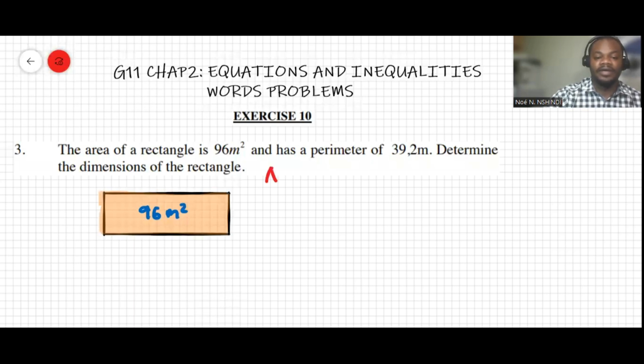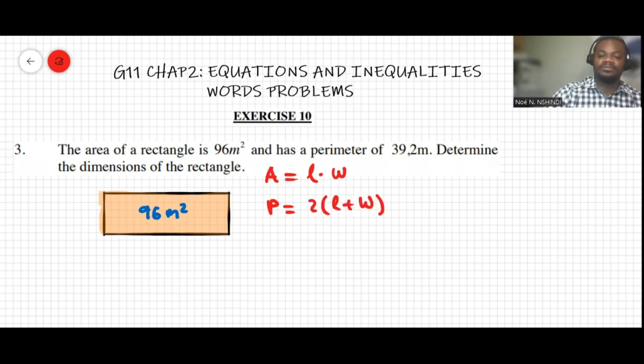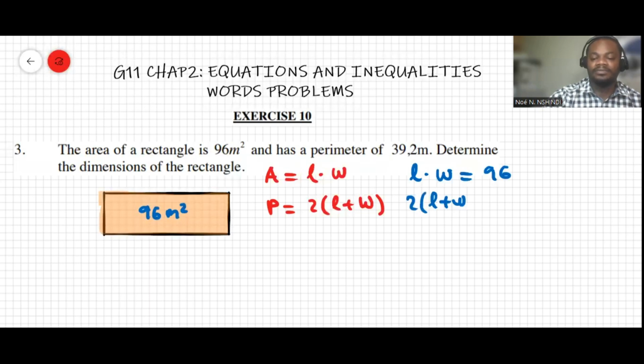So area equal to length times width. Okay, and then the perimeter of the rectangle is 2 times L plus W. Okay, so that means we have like L times W equal to 96, and then 2 times L plus W, excuse me, equal to 39.2. So it's like having another simultaneous equation here.